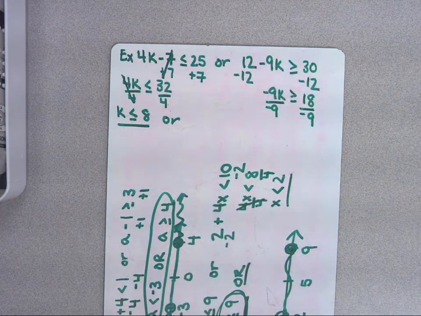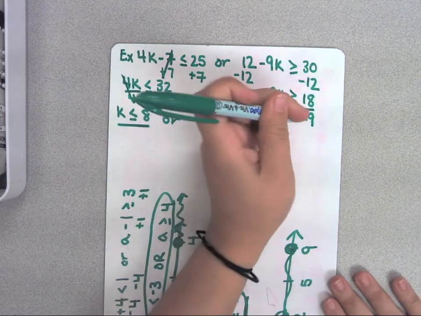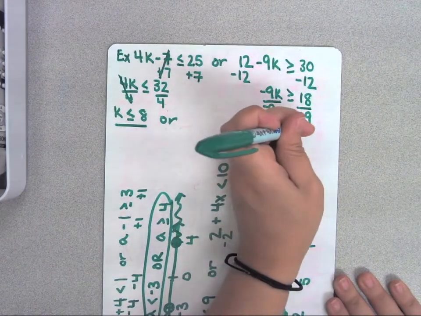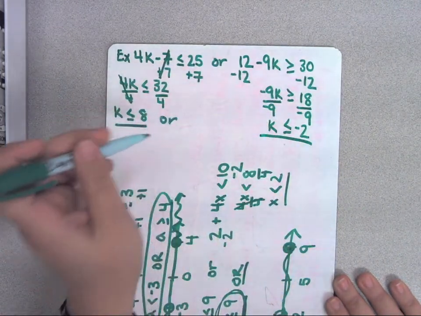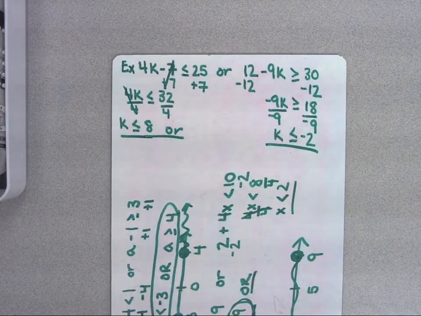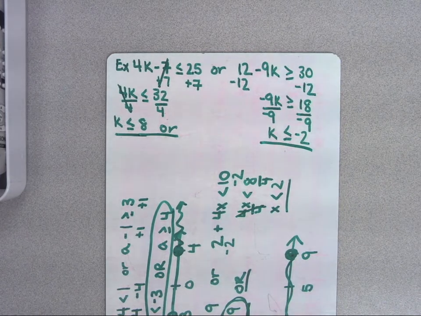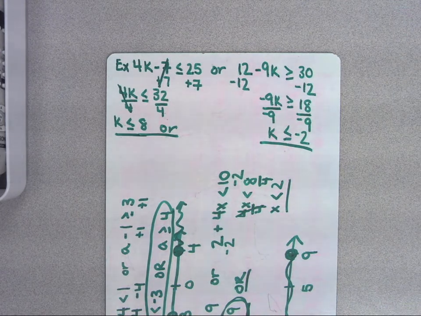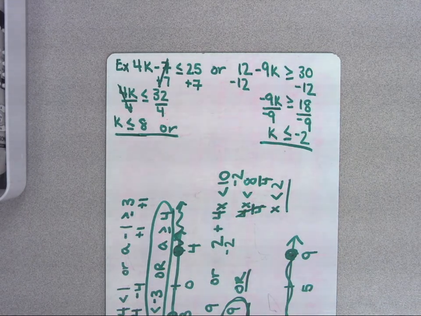What happens when you divide by a negative? You gotta flip your sign. Who forgot to flip their sign? Did you get those two answers? Check your inequality sign. You still wrote 18? You forgot to divide both sides?